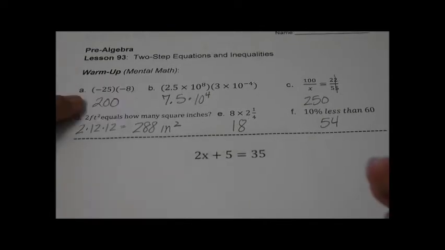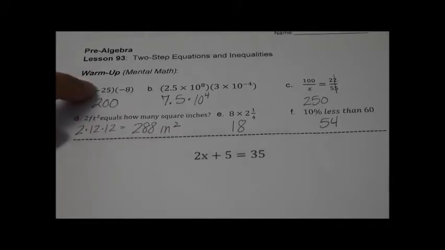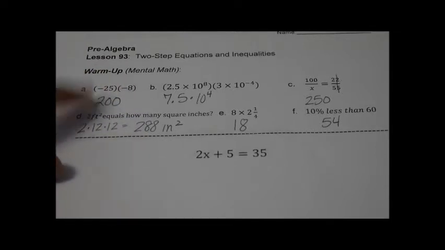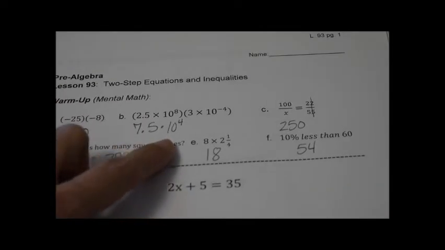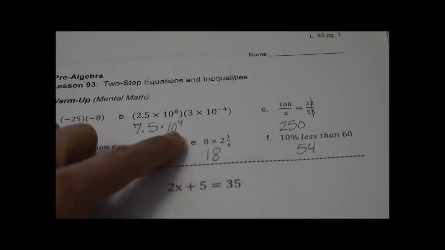Mental math. We have two negatives in this multiplication problem, so the answer is positive 200. The way I do that is I pretend that's quarters. If I have 8 quarters, I have $2, which would be 200 cents. This one, 2.5 times 3, I think of 25 times 3 is 75 with 1 decimal point. And then 8 minus 4 is 4, so 10 to the 4th.